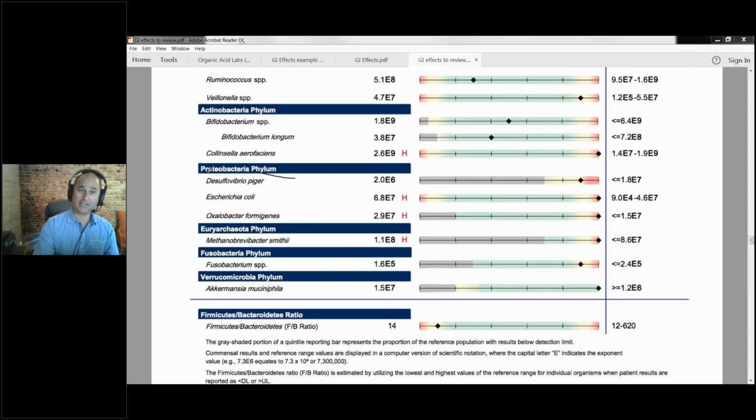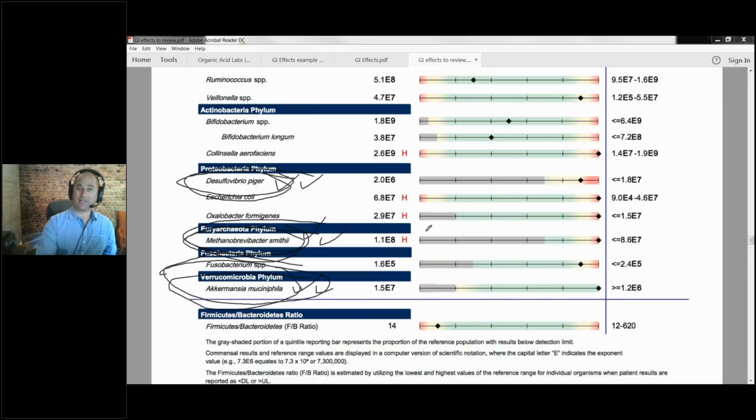And if you see D. piger, Methanobrevibacter smithii, and Akkermansia muciniphila, all 3 of those in the normal ranges, you've got a pretty decent lab test on your hands with a pretty good microbiome. So again, D. piger, M. smithii, Akkermansia muciniphila, these are 3 of the bellwether markers on this test. All 3 of these are normal. You've got a pretty good lab on your hands. So the person's going to be pretty healthy.